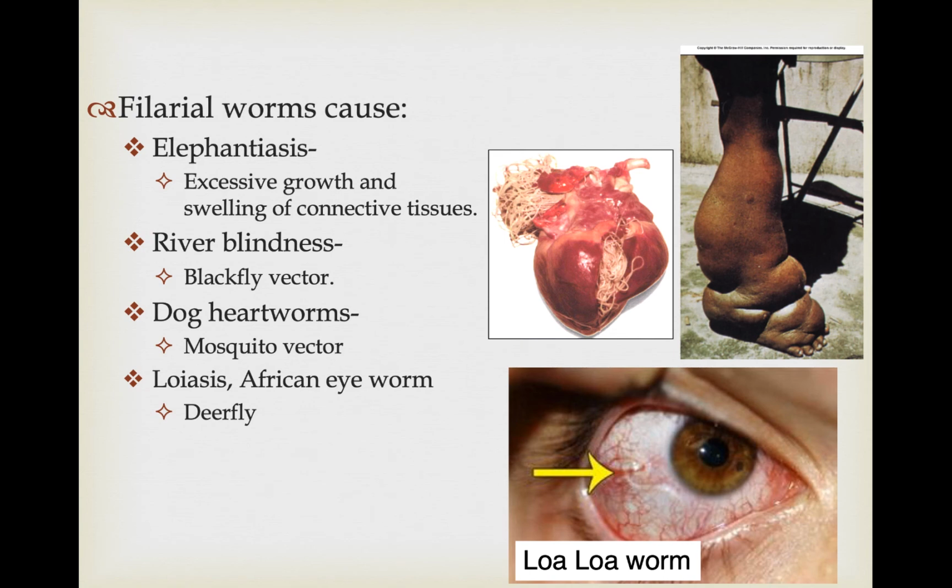Another type of filarial worm illness is called river blindness, which is found in the Middle East and can be caused by a black fly vector. Closer to home, a large fraction of dogs, if they're not treated with heartworm preventatives, can get dog heartworms and get these nasty infections, which can be deadly in dogs, and mosquitoes in this case are vectors. In Africa, there's another eye illness called loiasis, or African eyeworm, and in this case the vector is a deer fly.